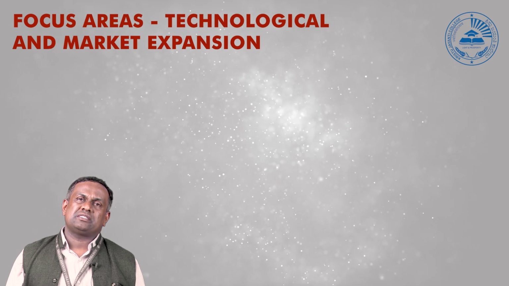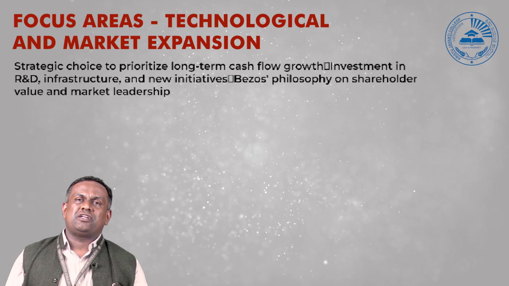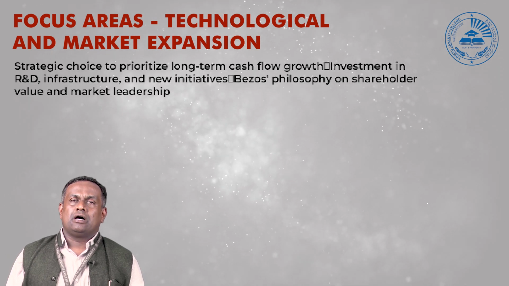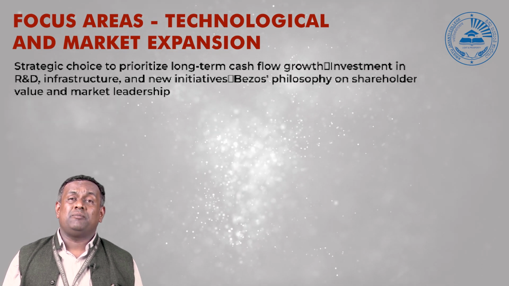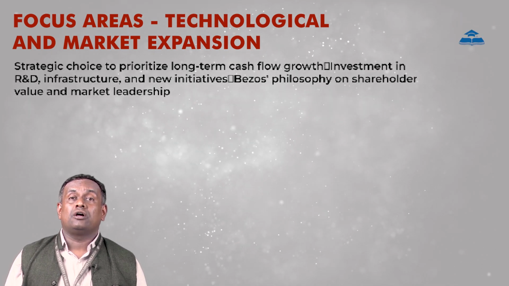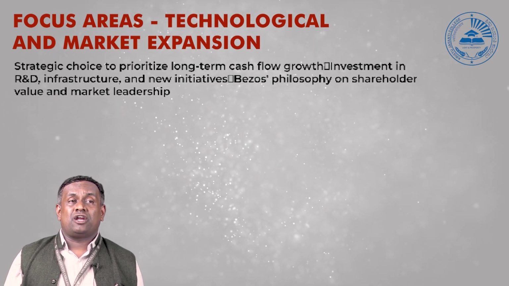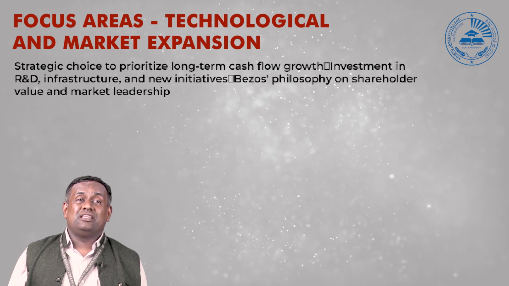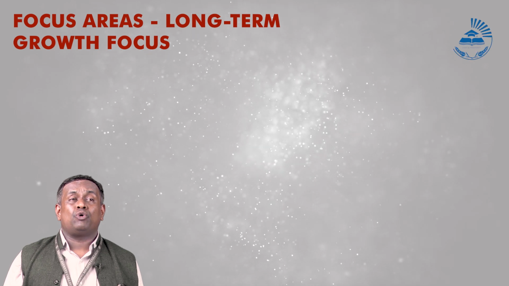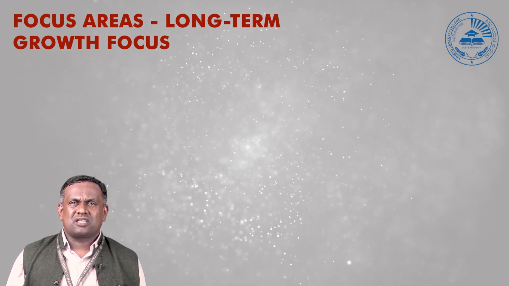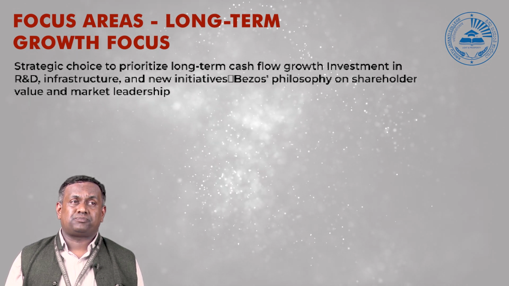If you see the previous session video, we find the cash flows are increasing, and similarly the profit is also increasing, may not be at the same pace, but we can find more cash flows, more profitability, which they deem is for longer growth and longer duration. Then coming to investment and R&D centers, they are expanding their R&D operations, infrastructure, and new initiatives. Bezos, the founder of Amazon, has a philosophy of shareholder value and market leadership, and is concerned about market leadership and the creation of wealth for the shareholders.